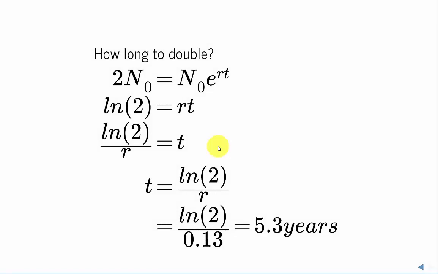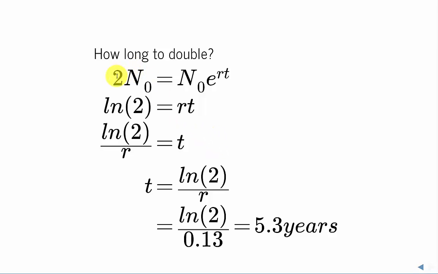Another question you might be interested in is how long it takes for the population to double in size. In fact, there's nothing special about doubling. The question could also be how long will it take a population with a given rate of intrinsic population growth to change by 10%. But let's start with doubling.